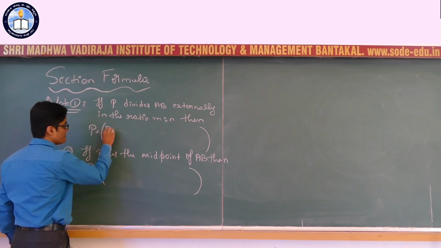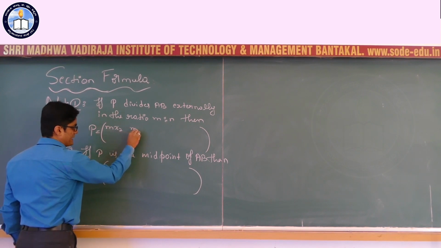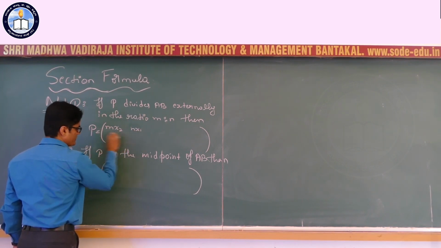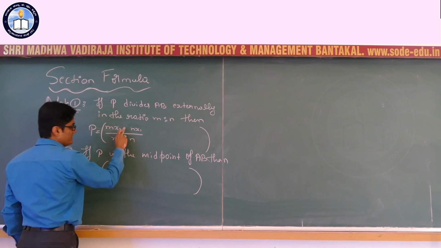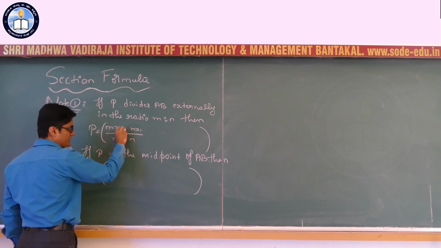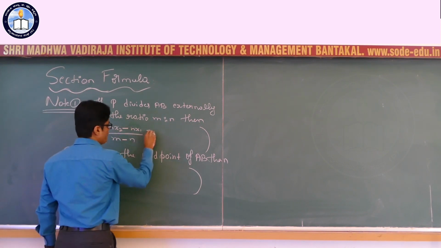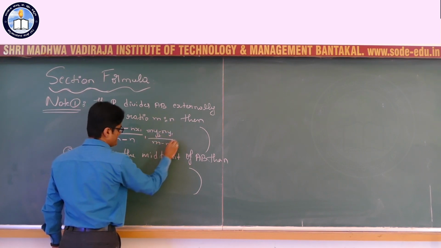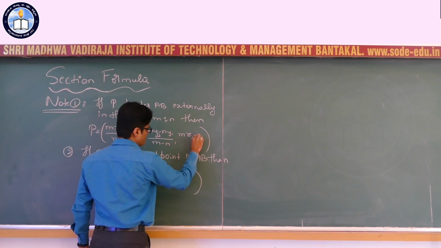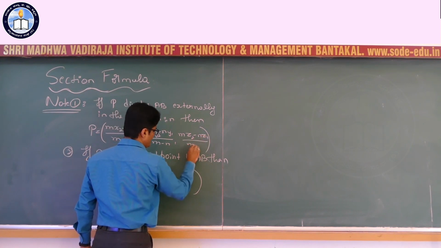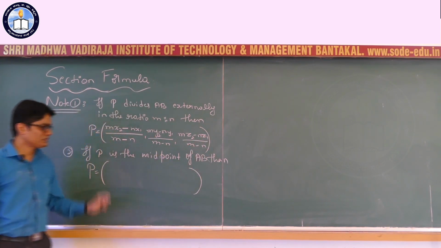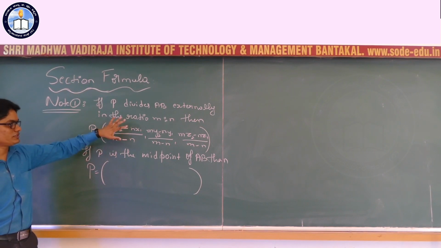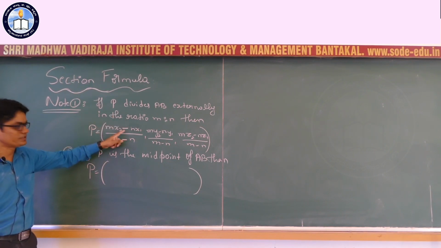see, the difference is only this much: (mx2 minus nx1) by (m minus n). Suppose for internal it would be plus, here for external it is minus. So (my2 minus ny1) by (m minus n), (mz2 minus nz1) by (m minus n). So just remember that the difference between the external and internal division is that there it is plus, here it is minus.